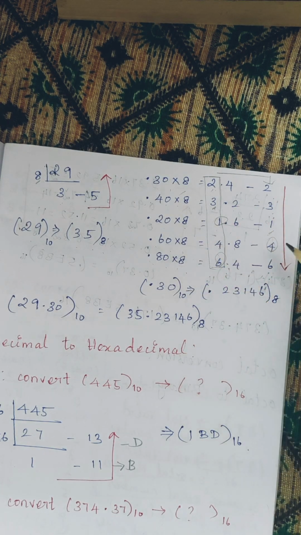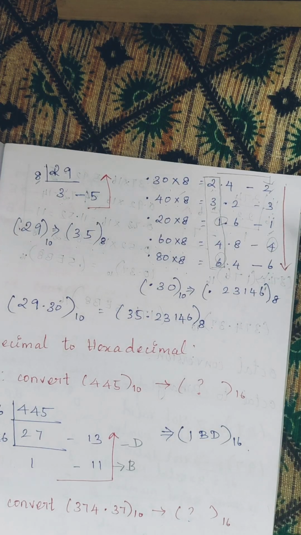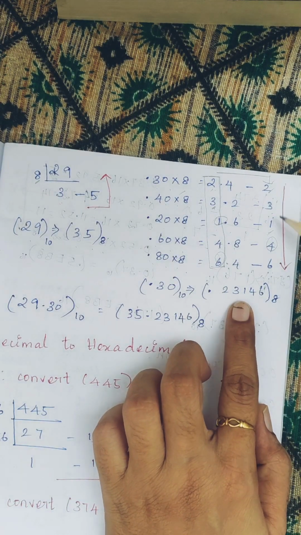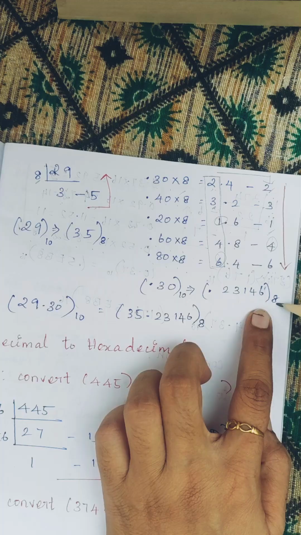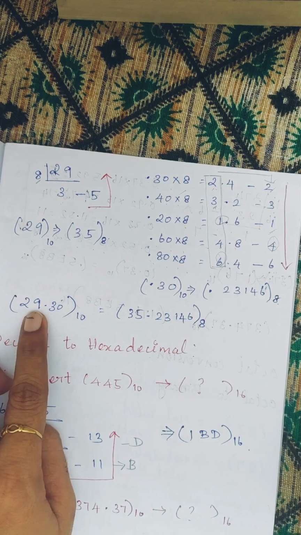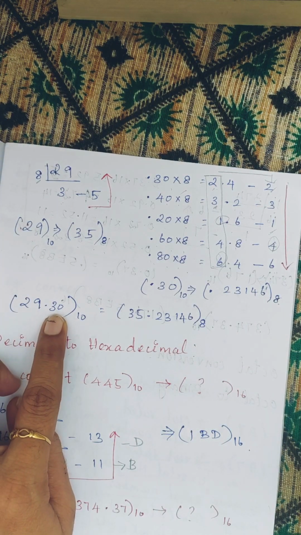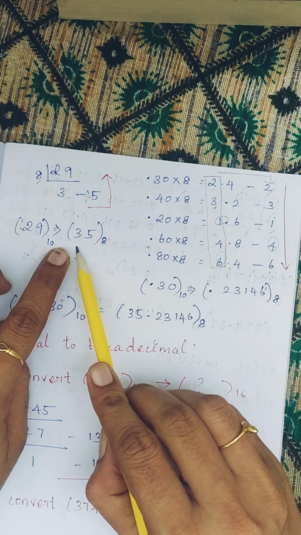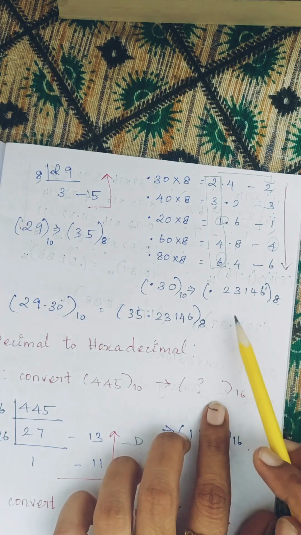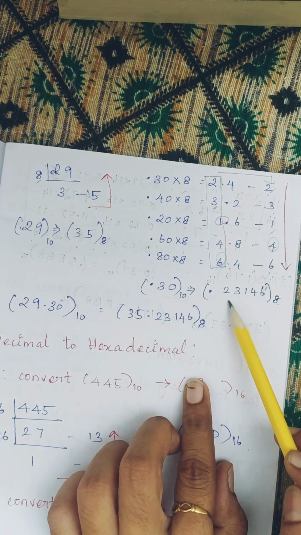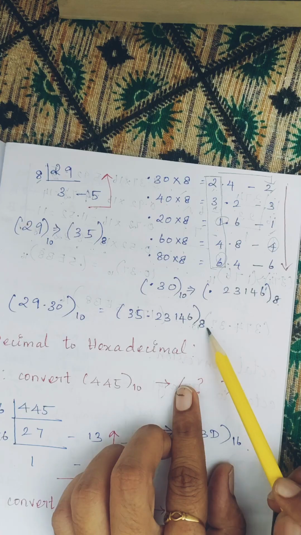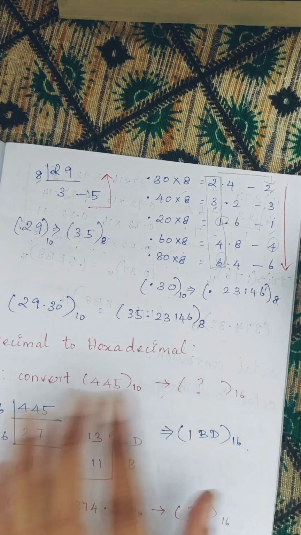Okay, so what is the number here? Again from top to bottom. So the number is 2, 3, 1, 4, 6 to the base 8. Okay, so 29.30 we will write it as, for 29 we got 35 base 8, and for the fraction 0.30 we got 0.23146 to the base 8. Okay, this is for octal.